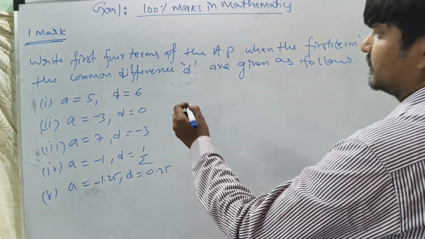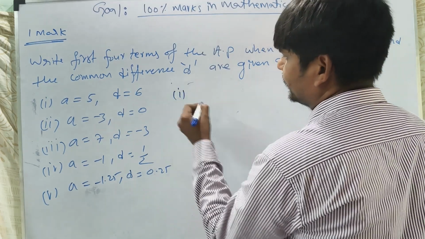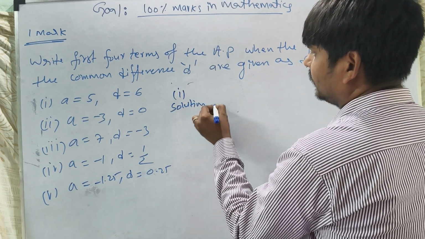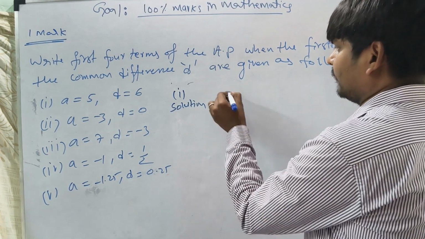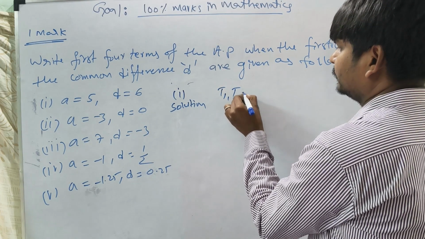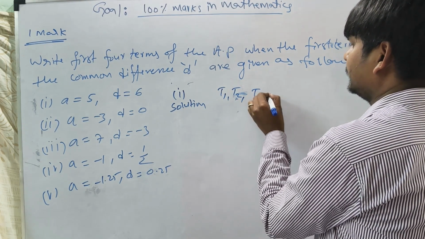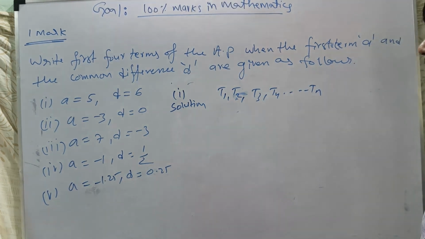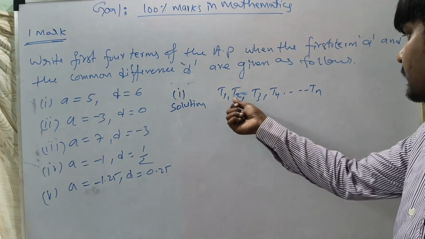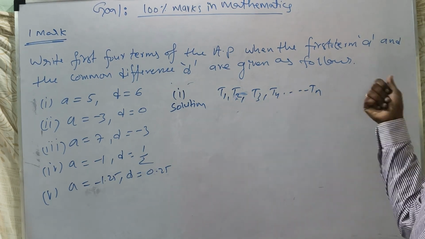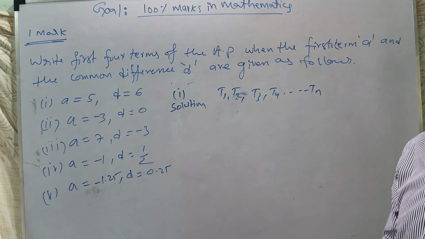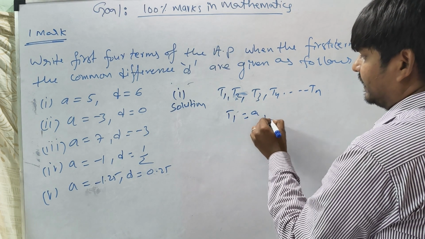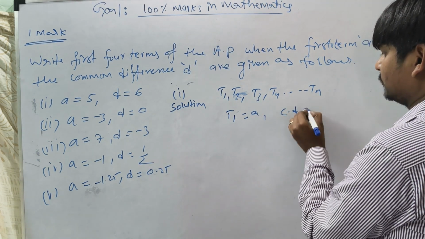Now see, first question solution here, all of you. AP is in the form of T1, T2, T3, T4 and so on Tn. Some faculties may take A1, A2, A3, A4 and so on An. Okay, you can take it like that also, no problem. Clear? Now see, always assume the first term as A and the common difference as D.